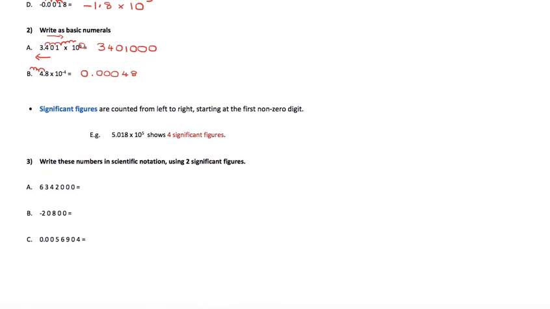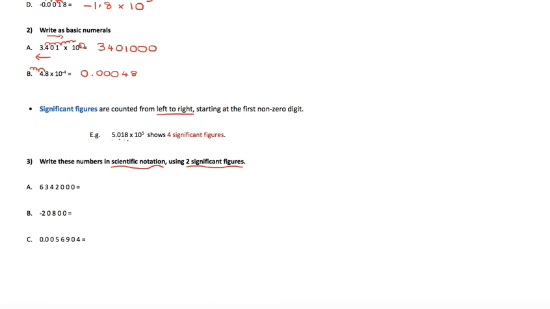Another useful thing when we are dealing with big numbers or very small numbers with a lot of digits is significant figures. Significant figures are counted from left to right, starting at the first non-zero digit. So for example, 5.018 times 10 to the power of 5 is showing 4 significant figures, 1, 2, 3, 4. So let's have a look. If we have these big or small numbers that we need to change into scientific notation, however, this time using 2 significant figures. So let's have a look.